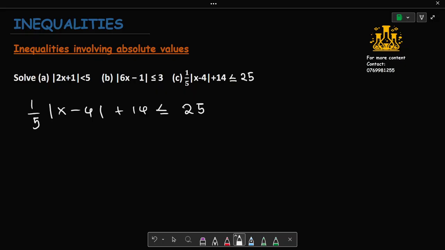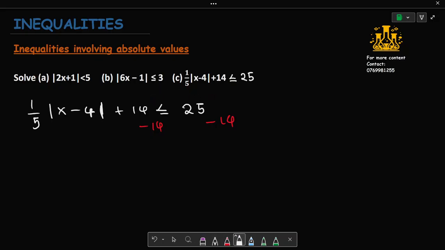Okay, so for this one, it's best if you isolate the absolute value. It should be alone on this side, then you can evaluate. So what we're going to do is basically subtract 14 on both sides, or just say this one is jumping to the other side.